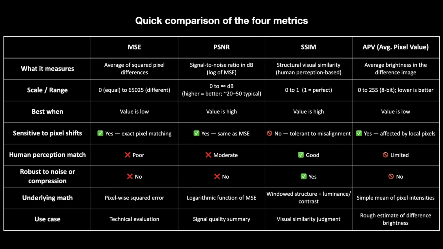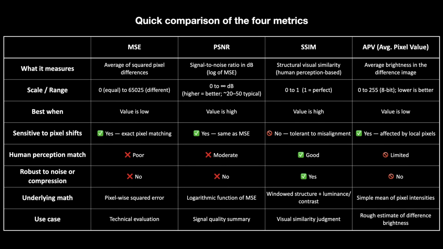It's the mean square error, which is an average of squared pixel differences. It's the peak signal to noise ratio. It's the structural similarity index, which is, in my opinion, the best metric to actually pick up on visual similarity in the way of human perception. And it's the average pixel value, which is measuring the average brightness in the difference image.